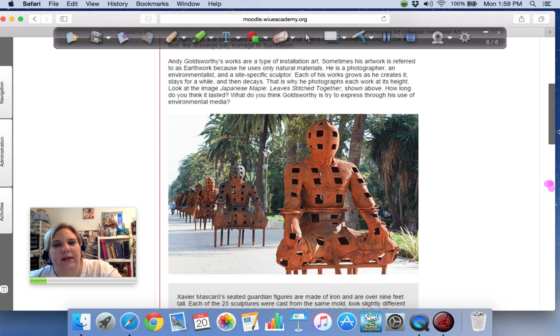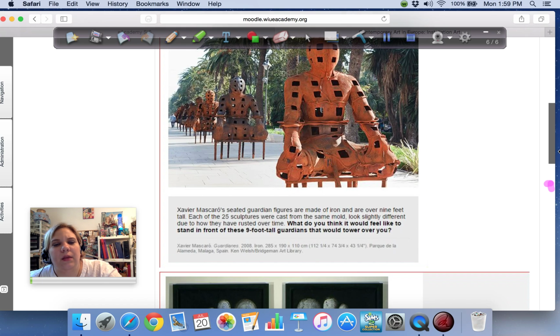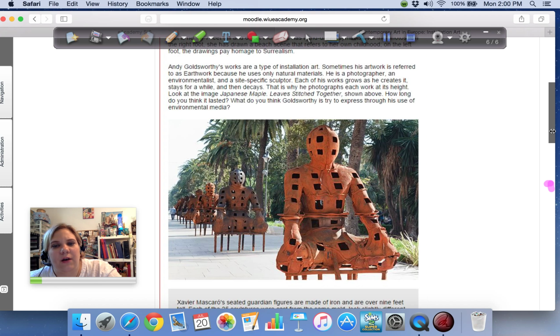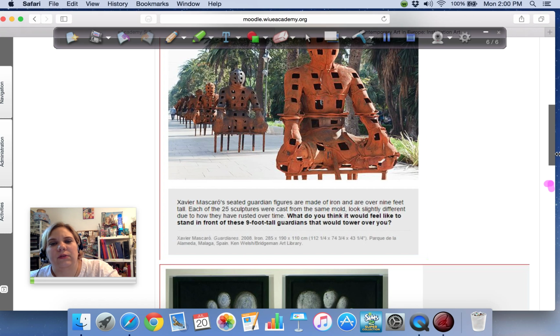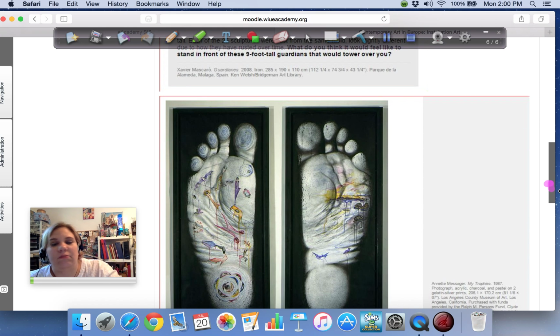Okay, so they're showing us the seated guardian figure, that looks like it's in Spain. They're 9 feet tall. So walking through that garden, are people going to interact with that? Are they going to walk through it? How are people going to feel? You can't ignore those. They're pretty big and they're orange. What is the point of it? Off the top of my head, I can't say. What do you think the point of it is?